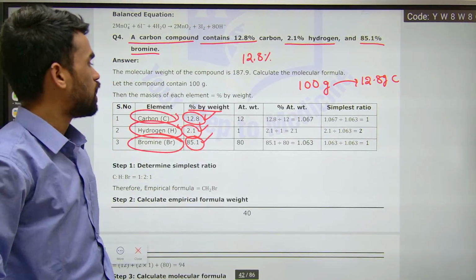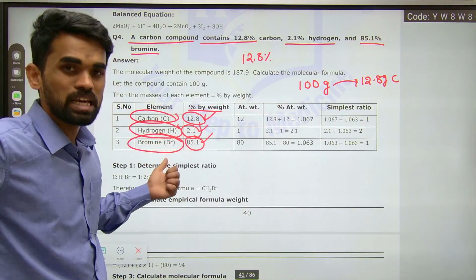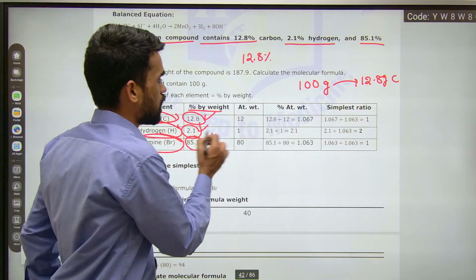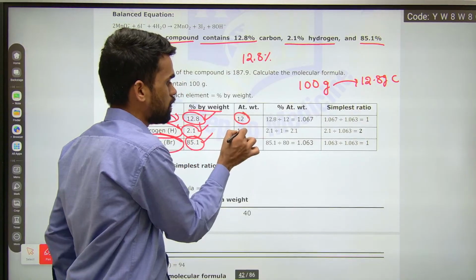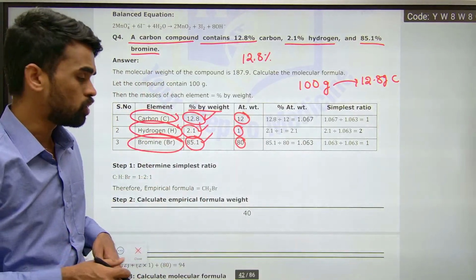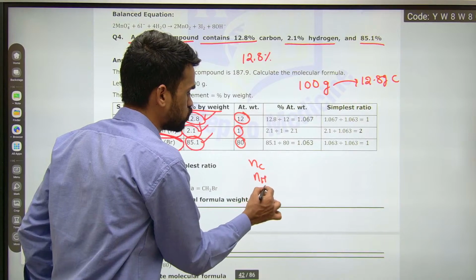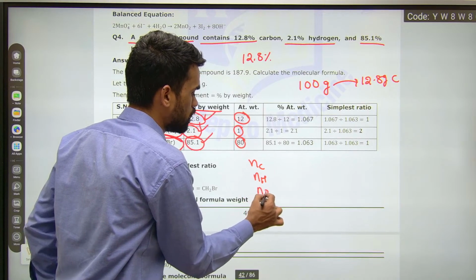Next, what are the atomic masses for these elements? For carbon it is 12, we know, for hydrogen it is 1, and for bromine it is 80. Now just find the number of moles of carbon, the number of moles of hydrogen, and the number of moles of bromine. How can you find it?